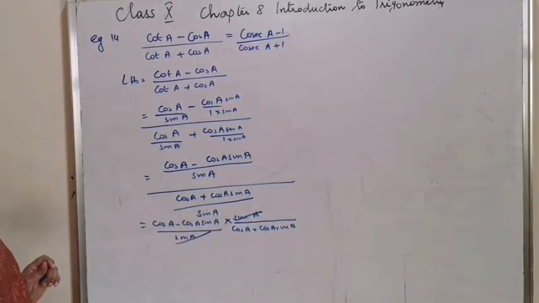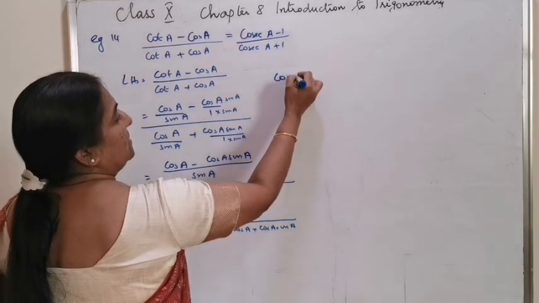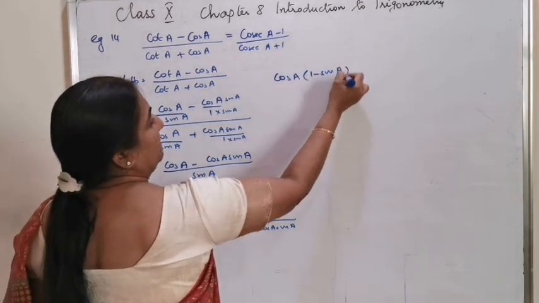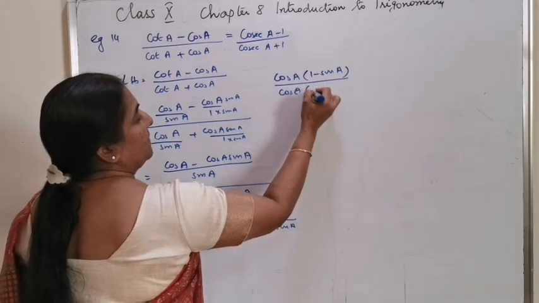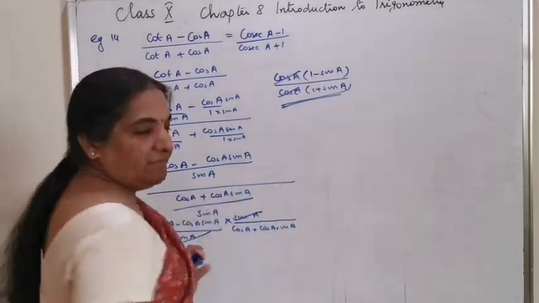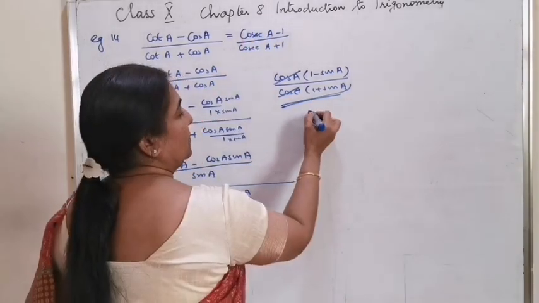Now you can take common factor from both the expressions. That means cos A into 1 minus sin A divided by cos A into 1 plus sin A, and further you cannot simplify, leave it. The same answer you should get with the right hand side also.